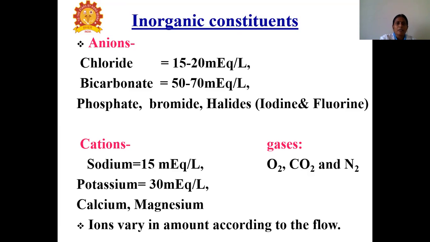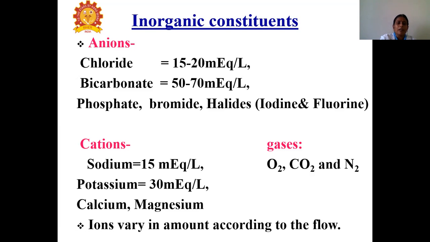And what are the inorganic substances present in the saliva? Inorganic substances consist of anions and cations. The anions are chloride, bicarbonate, phosphate, bromide, and halides. The chloride concentration in the saliva is 15 to 20 milliequivalent per liter, and bicarbonate concentration is 50 to 70 milliequivalent per liter. The cations present in the saliva are sodium, potassium, calcium, and magnesium.